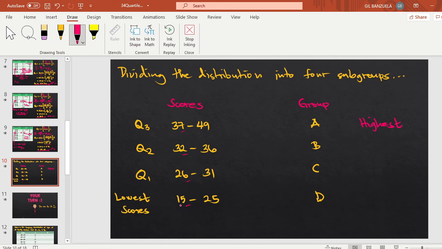And what does it mean? So 15 to 25 is the lowest score, and group A has the scores which are the highest. Alright, so 37 and 49. Alright, so that's how to use quartile for grouped data in dividing a group into 4 subgroups.